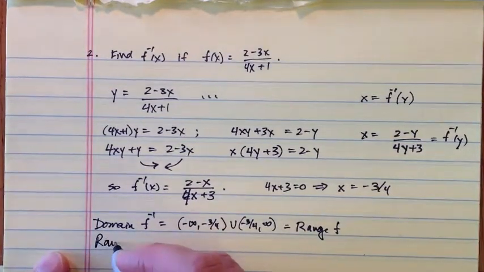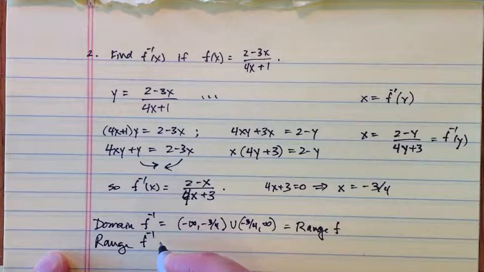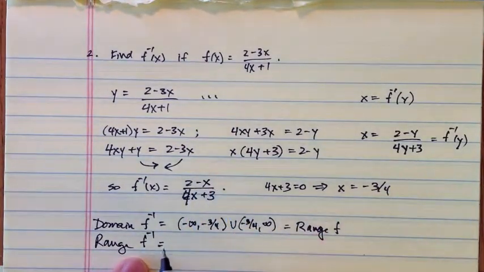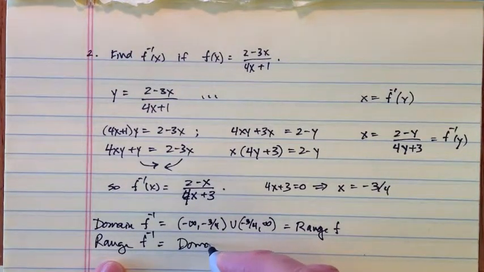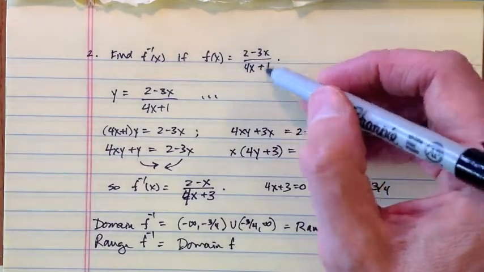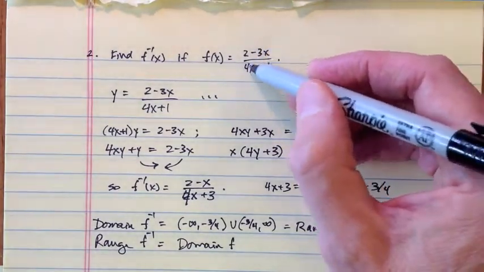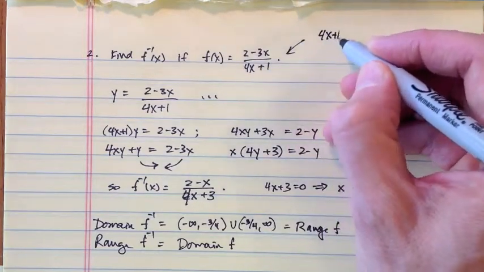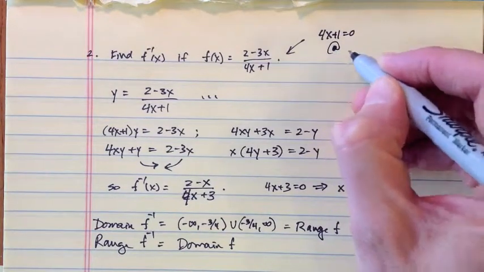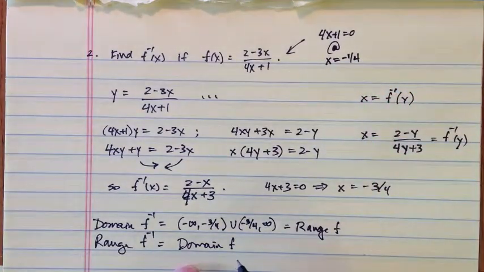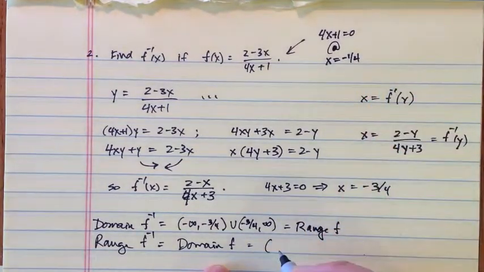What if they wanted the range of f inverse? I don't really think I can look at that and tell you the range, but fortunately the range of f inverse is the same as the domain of f. I think I can figure that out up here. The domain of f is everything except the x that causes that denominator to be 0. Only at negative 1/4 does that happen. So the range of f inverse is the same as the domain of f. That's all real numbers except negative 1/4.